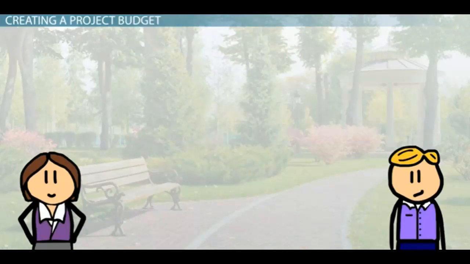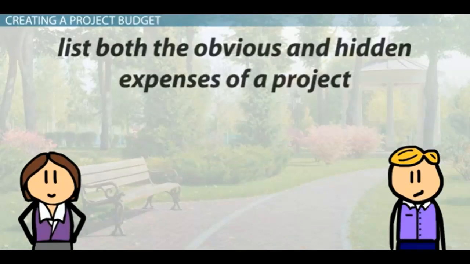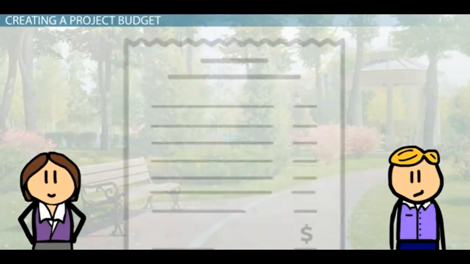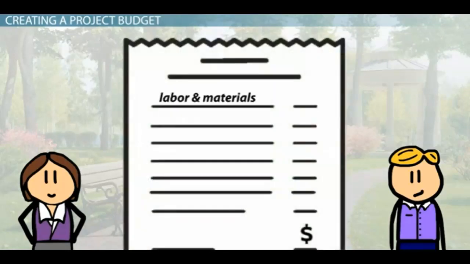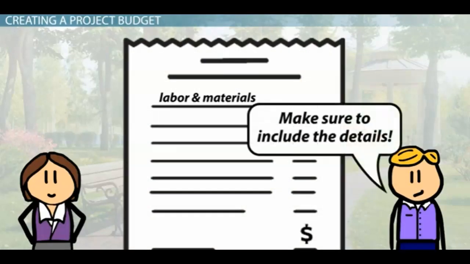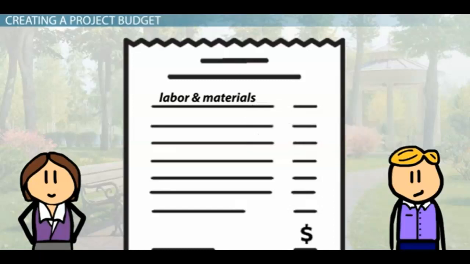The first step in creating a project budget, Sam explains, is to list both the obvious and hidden expenses of a project. Obvious expenses like labor and materials are not often missed, but should be detailed enough to capture all of the actual tasks and materials that will be needed. Even small tasks add cost and need to be included.